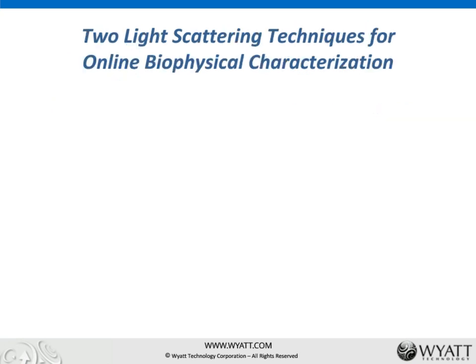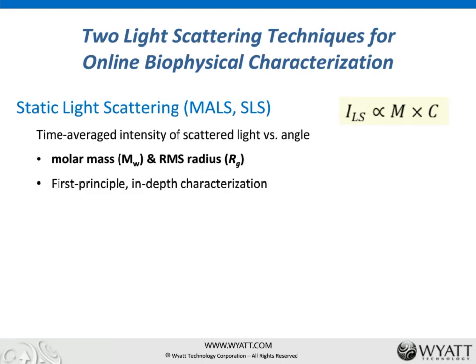So now we probably realize light scattering is really critical in order to measure the correct molecular weight in UHP-SEC. So I'm going to give a very brief overview of the two light scattering techniques used for online biophysical characterization. The first is static light scattering or multi-angle light scattering, also known as MALS or SLS. It measures time averaged scattered intensity at different angles.